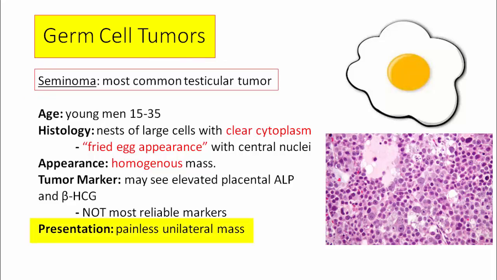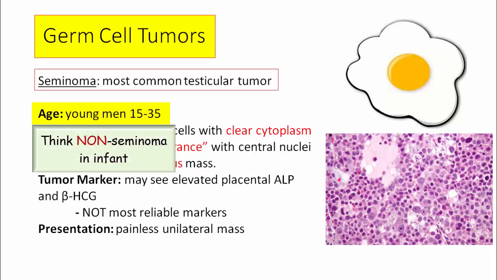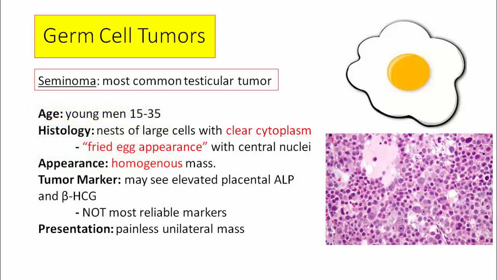It is important to remember this tumor does not occur in infancy. So if you have a 3-year-old presenting with a testicular mass, cross seminoma off your list of possibilities. So how do they describe this tumor? Here's where your knowledge of histological descriptors becomes very valuable.